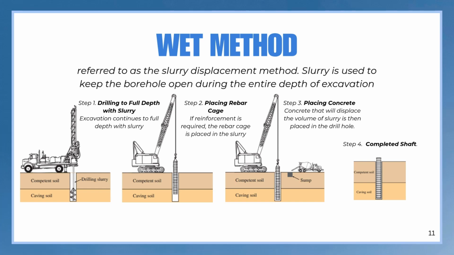The wet method, also known as the slurry displacement method, is used to maintain the stability of a borehole during excavation by filling it with slurry. These techniques prevent the collapse of soil by exerting pressure along the borehole walls. The process begins with drilling to full depth, where excavation is carried out while continuously filling the hole with slurry to support the surrounding soil.